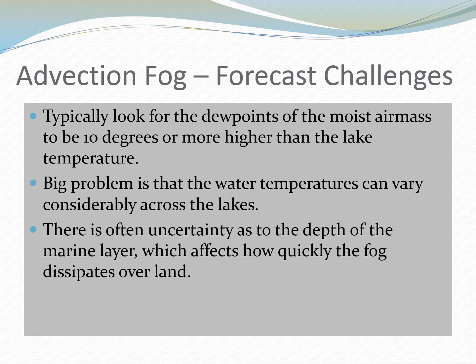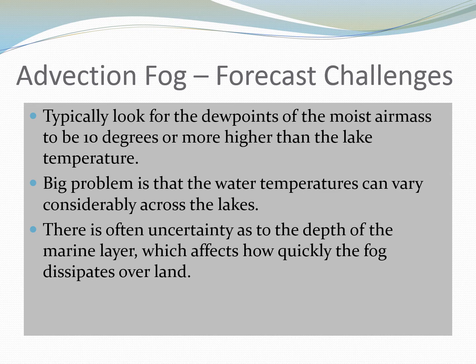During the beginning of summer, these events become less common as the lakes, especially the water close to shore, begin to warm. You can, however, still get fog over the colder middle portions of the lake, but it is less likely to push towards the shore. In forecasting these events, we typically look for the dew points of the moist air mass to be a good 10 degrees or more higher than the lake temperature.